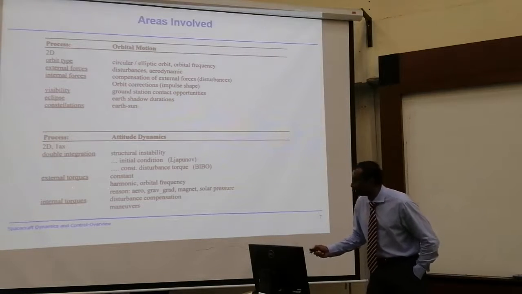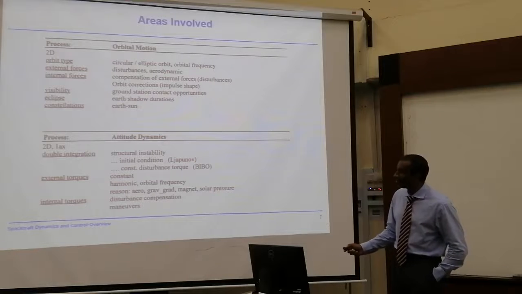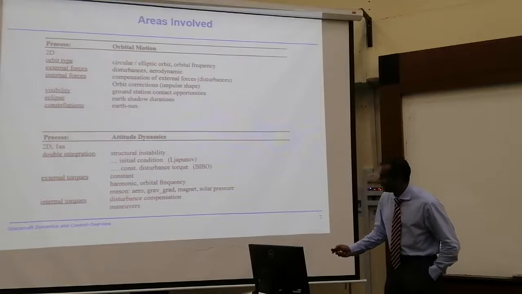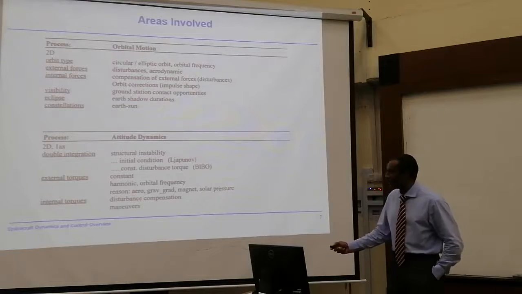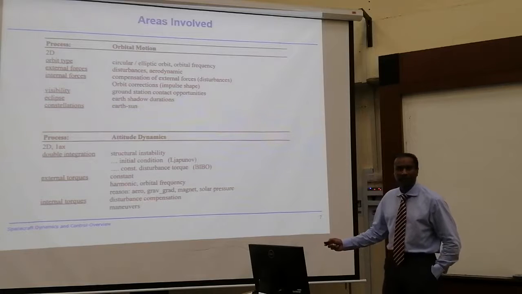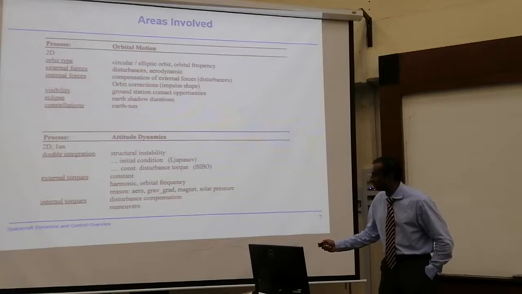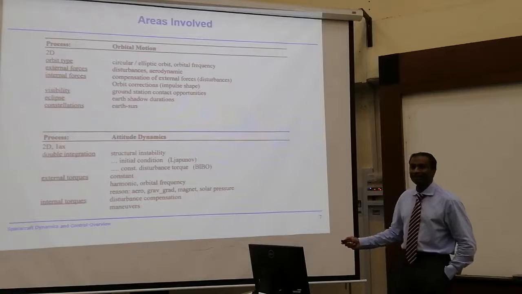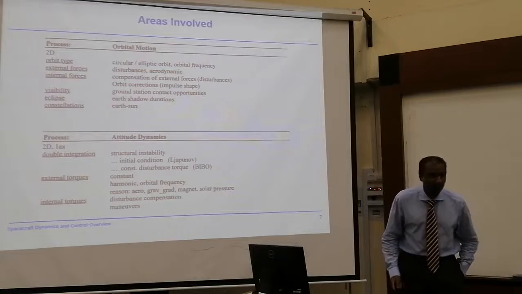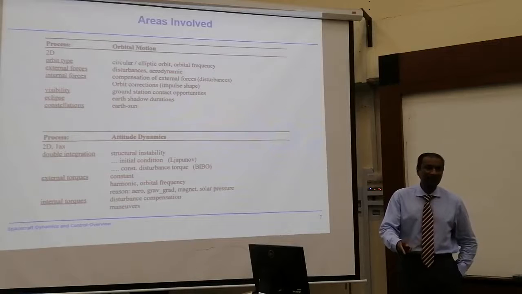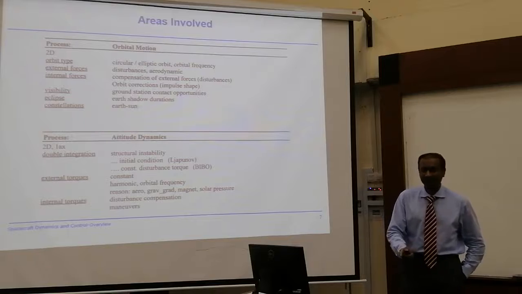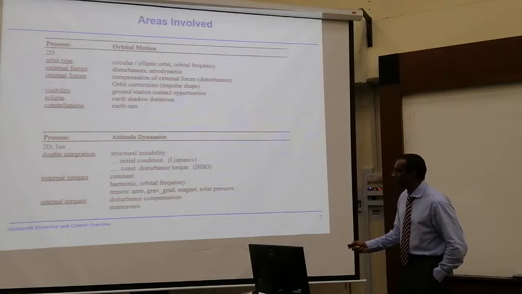We need to also know, for example, there are aerodynamic perturbations, which you understood in space mechanics. There are gravity gradient perturbations, there are magnetic perturbations, there are solar pressure perturbations also. All of them are going to disturb our Keplerian elements, the six Keplerian elements. Okay? But how are we going to actually do that?